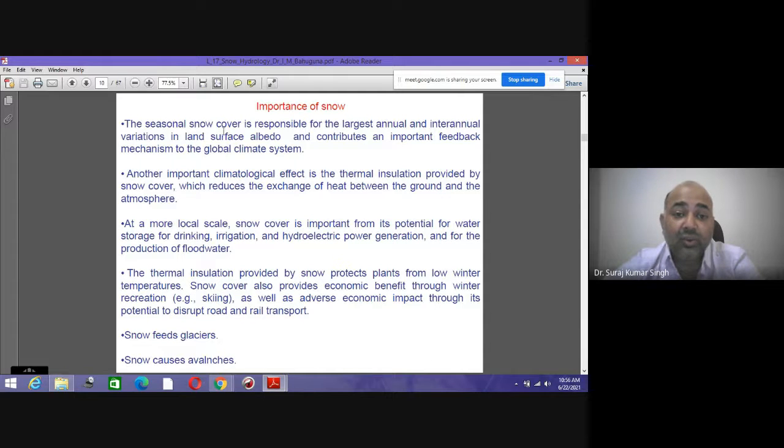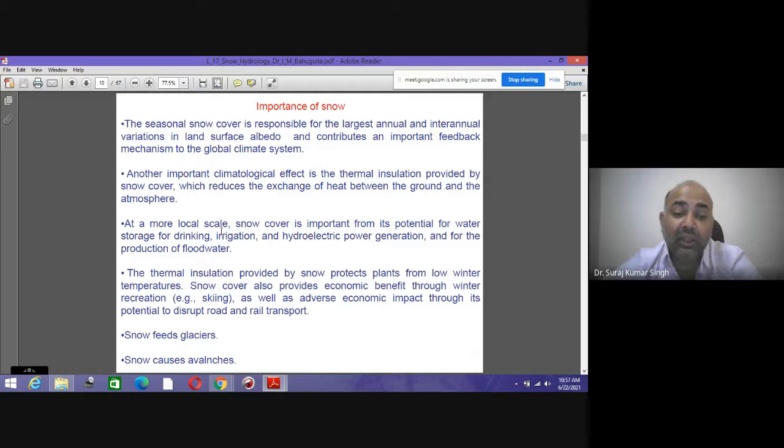The seasonal snow cover is responsible for the largest annual and interannual variation in land surface albedo and contributes an important feedback mechanism to the global climate change system. Another important climatological effect is the thermal insulation provided by the snow cover, which reduces the exchange of heat between the ground and the atmosphere. That helps us to maintain the heat.